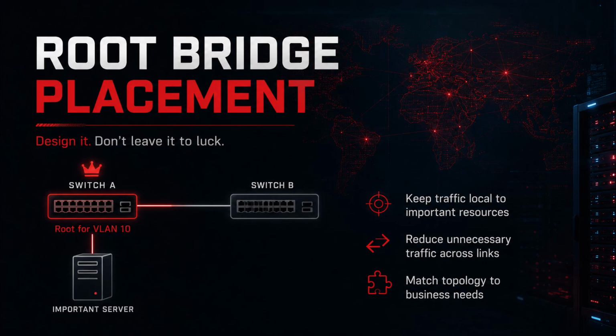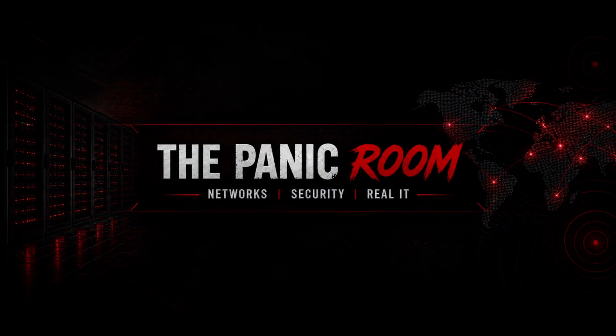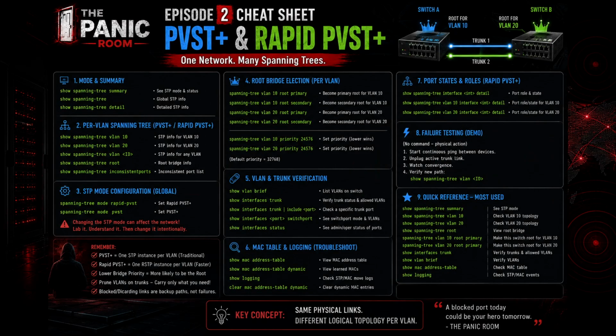So, to influence the root bridge election, we can adjust the spanning tree priority. Lower priority wins. The easy Cisco command is spanning-tree vlan 10 root primary. That tells the switch, try to become the primary root bridge for VLAN 10. There is also spanning-tree vlan 10 root secondary, which tells the switch, if you're not the preferred root right now, but if the primary disappears, you should be in a good position to take over.